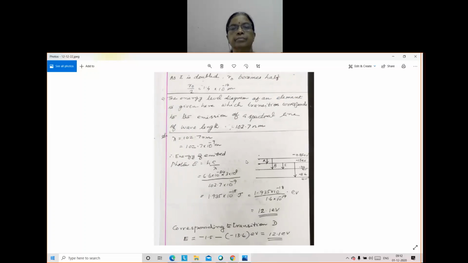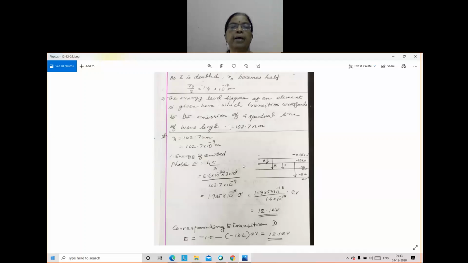Okay. The energy level diagram of an element is given here. Which transition corresponds to the emission of a spectral line of wavelength 102.7 nanometer? It's an important question. Energy level diagrams are given. See, ground state energy is minus 13.6, then minus 3.4, then minus 1.5 eV, then minus 0.85 eV. And different transitions A, B, C, D are given.